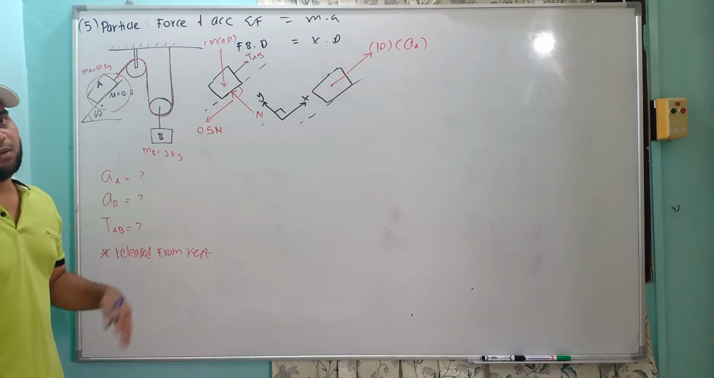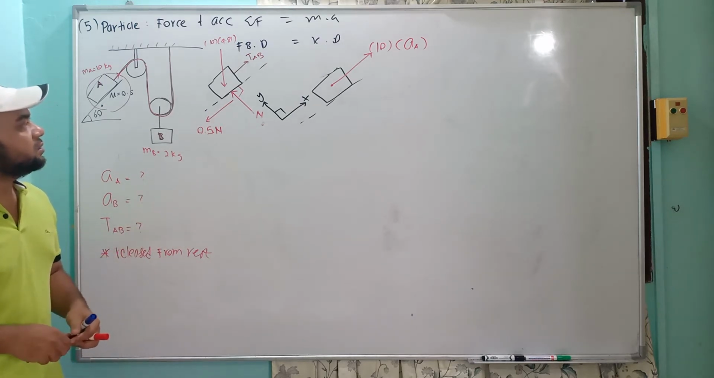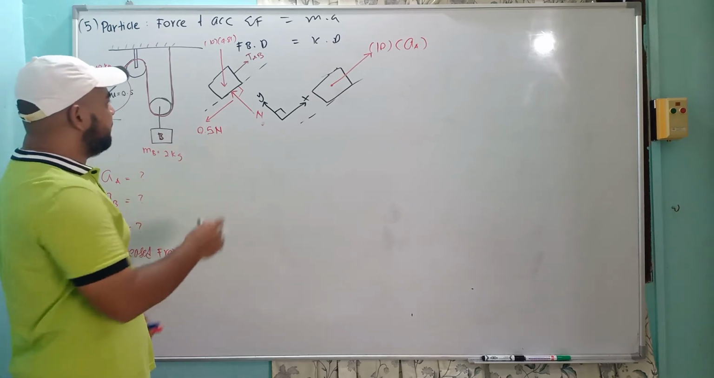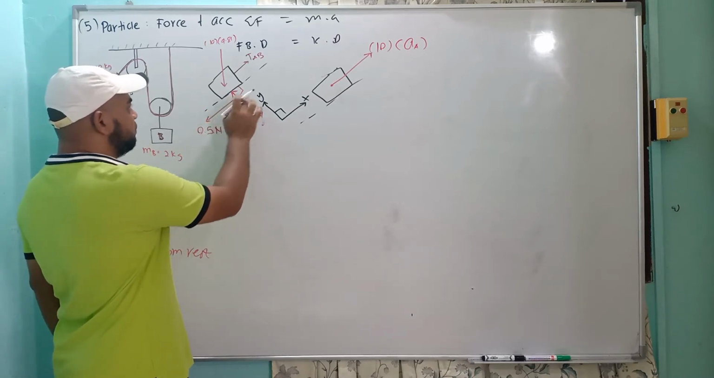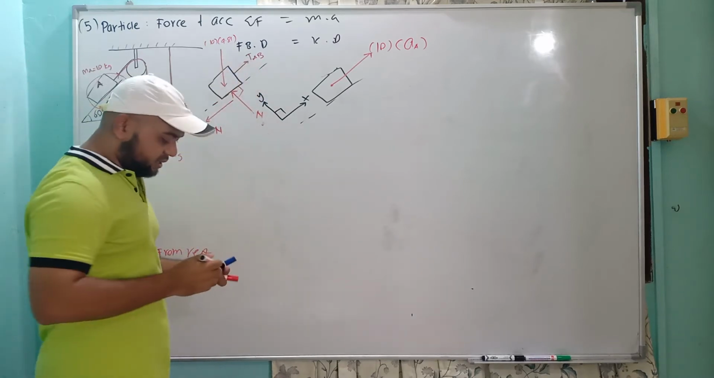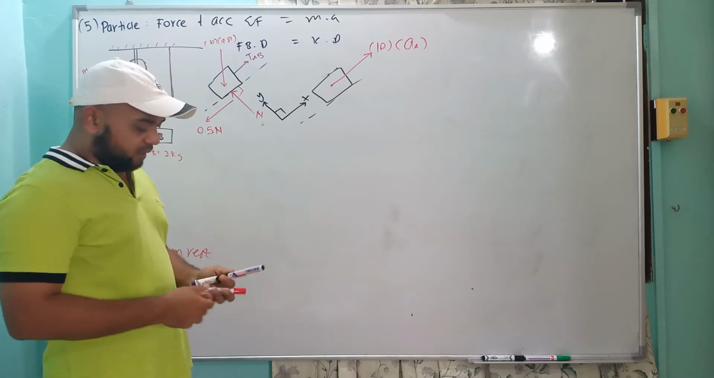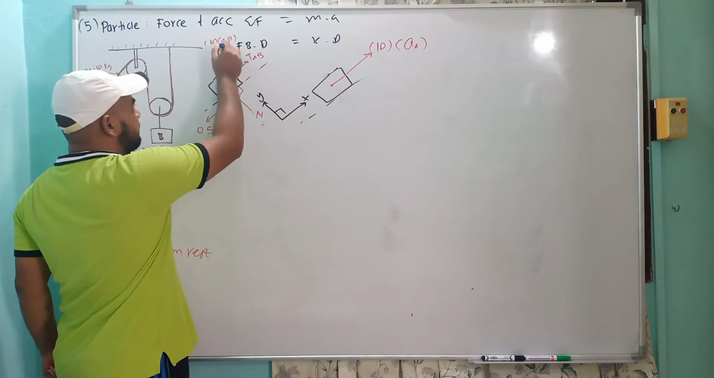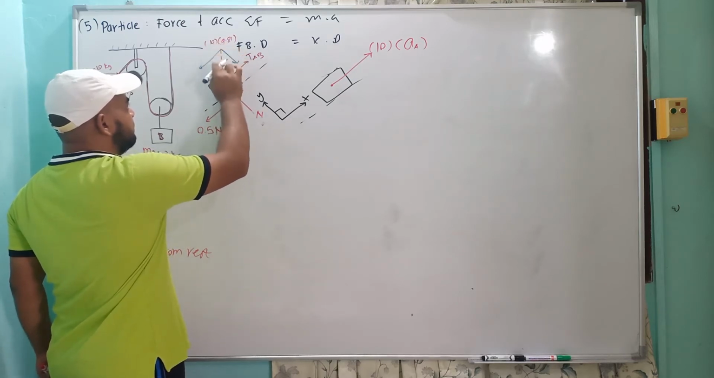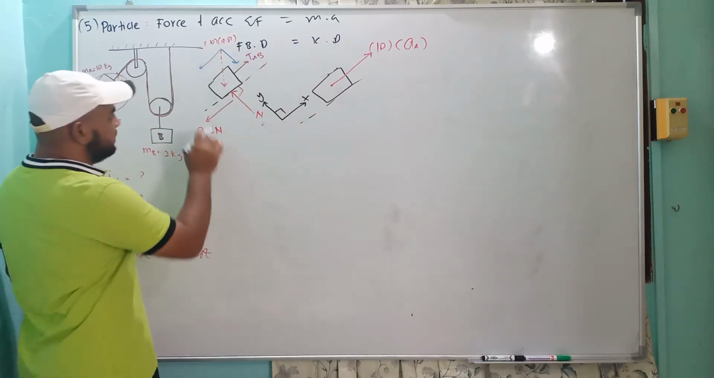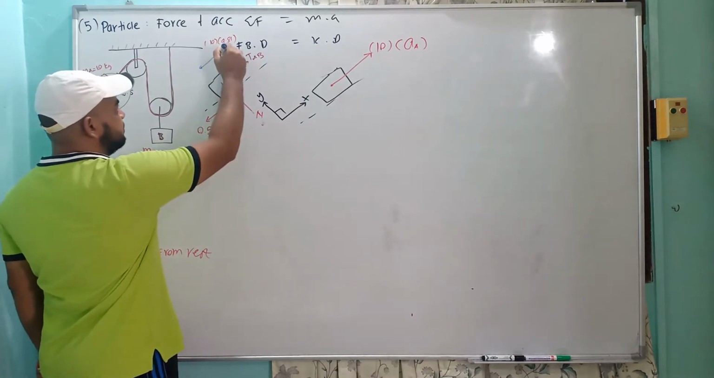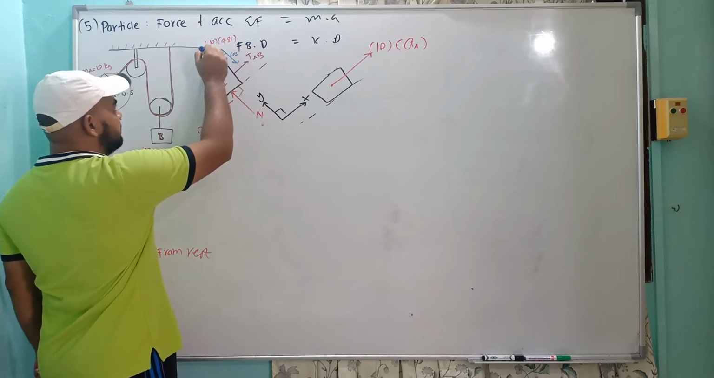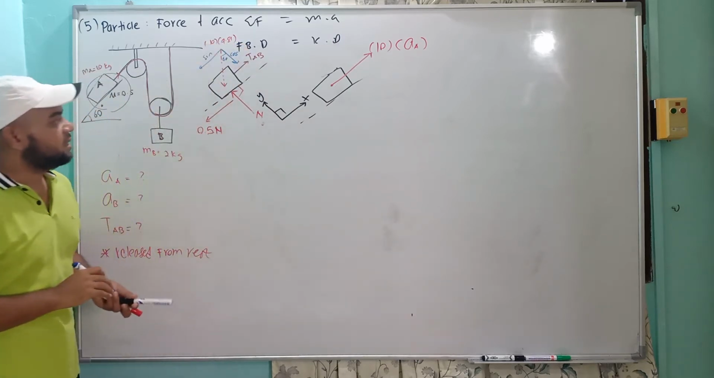We can solve by starting with X first or Y first, it doesn't matter. So let's go to X. Everything here is in the X and Y directions, except this part, which is not in the X or Y direction, so I have to resolve it into X. This angle is 60 and this one is also 60, so this one is cos 60 and this one is sin 60.